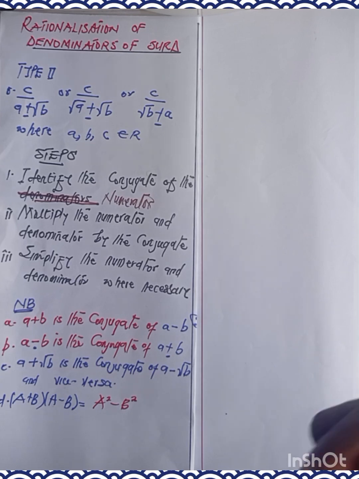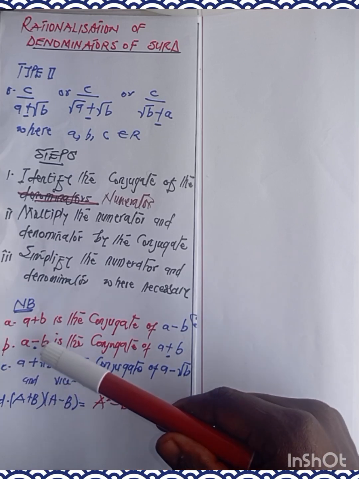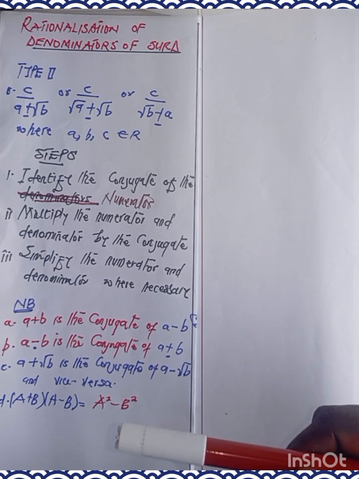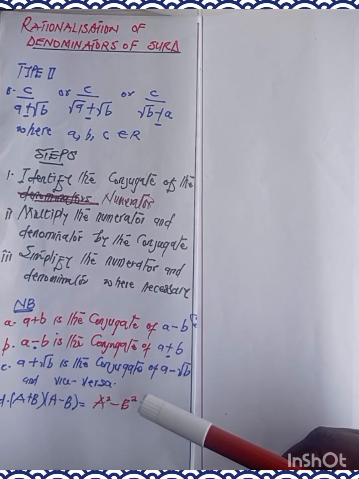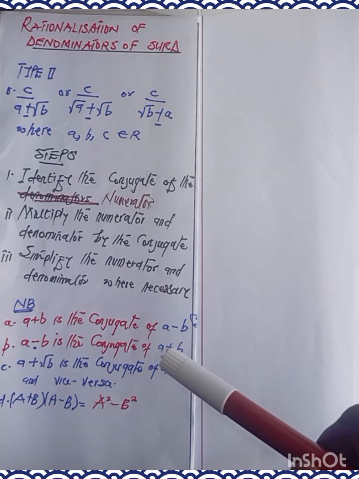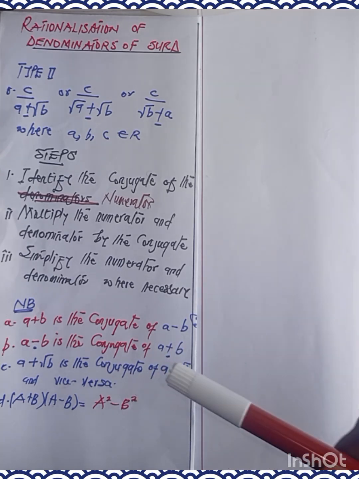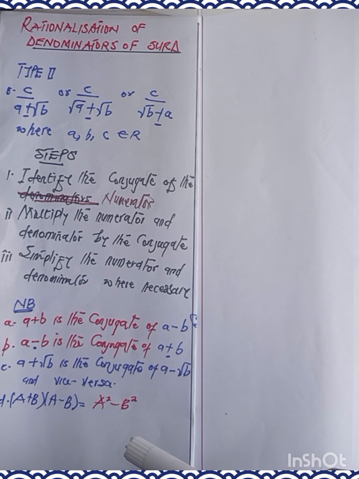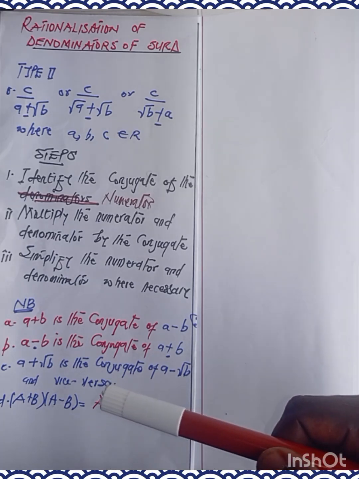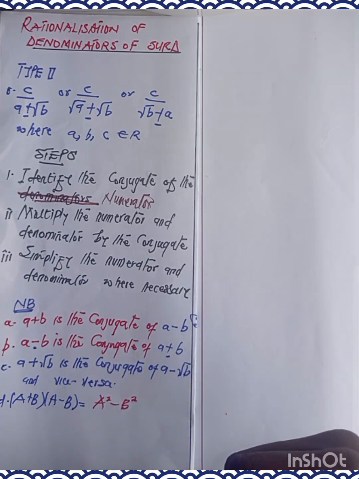Now let's look at the important notes we are going to make use of. In our previous lesson, we said that a plus b is the conjugate of a minus b. It's still the same here: a plus root of b is the conjugate of a minus root of b. We are still going to apply the same concept here. The last one we are going to look at is the property of difference of two squares. It's still the same here, and we are still going to apply these concepts.